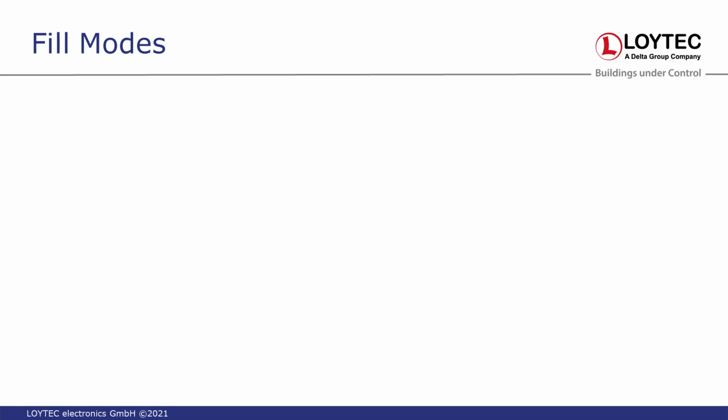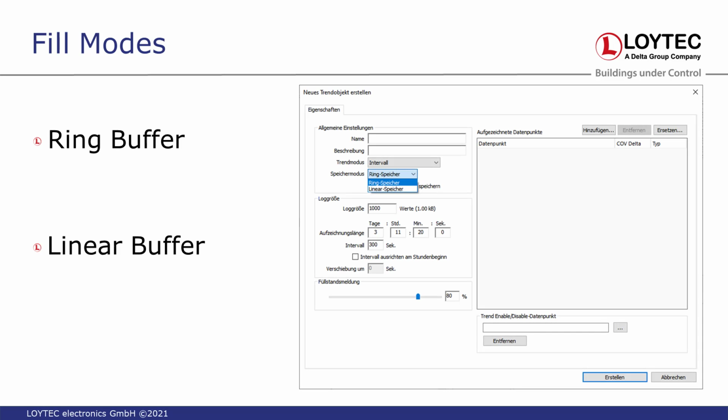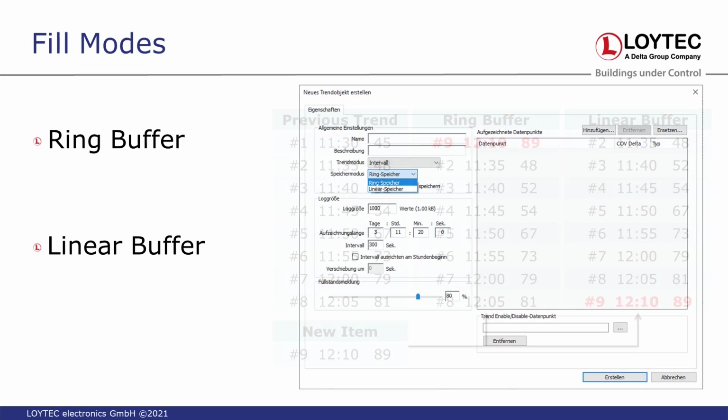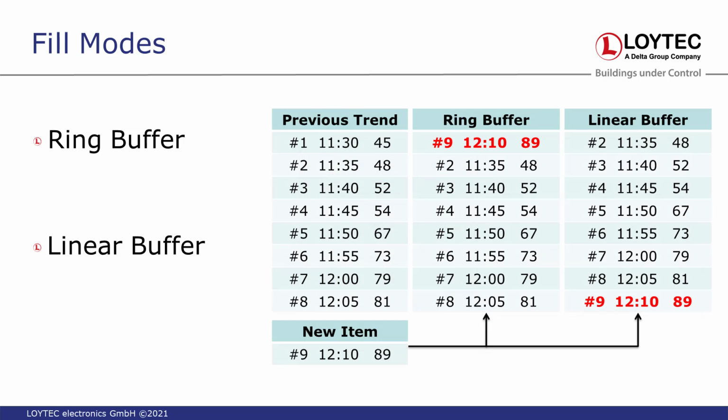Let us look into the storage modes of a trend. There are two storage modes for trends, ring buffer and linear buffer. The storage modes essentially determine how the set log size is maintained, as well as in which order the log items are stored if the set log size is exceeded. In the ring buffer mode, old entries are overwritten when the capacity of the log is reached. In the linear buffer mode, older entries are expired so that new entries can be added.